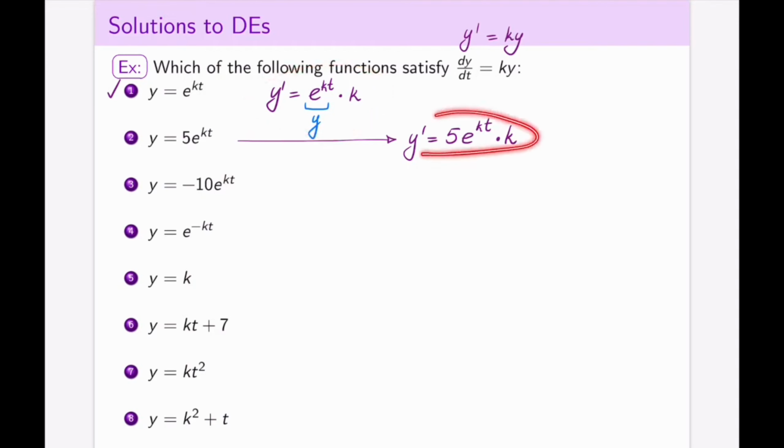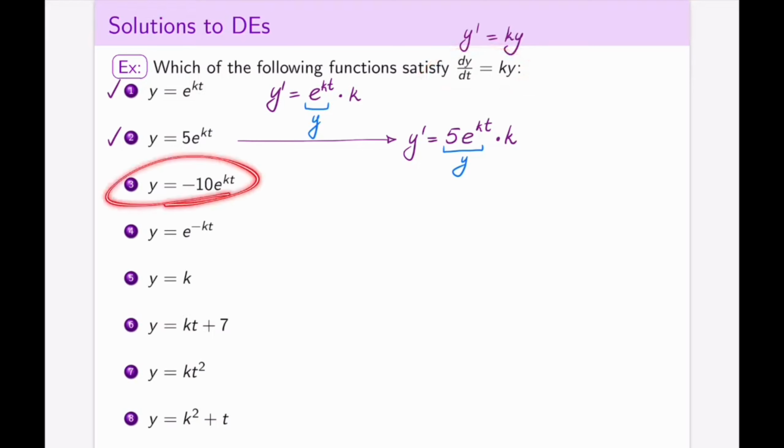I'm going to compare my derivative to the original. And I'm going to notice that this 5e to the kt is exactly my original function. So once again, this is my y, and I can see that the differential equation I get then is y prime equals y times k, exactly as the equation that I'm asked to check whether it's a solution of. So this function also is a solution to this equation.